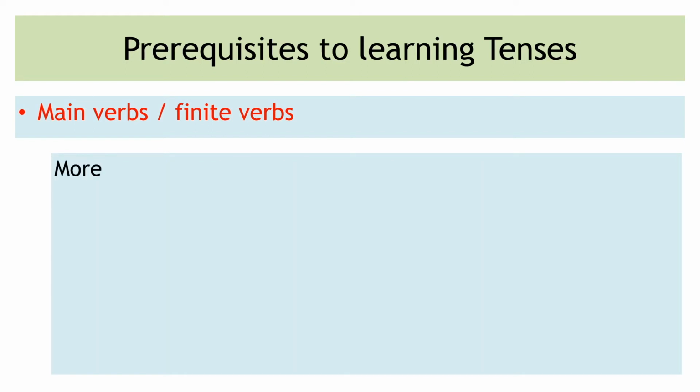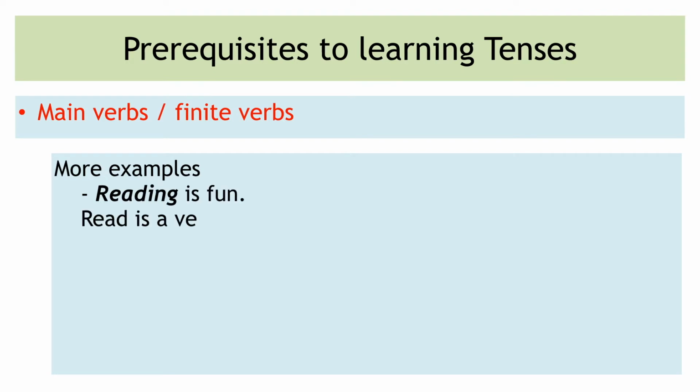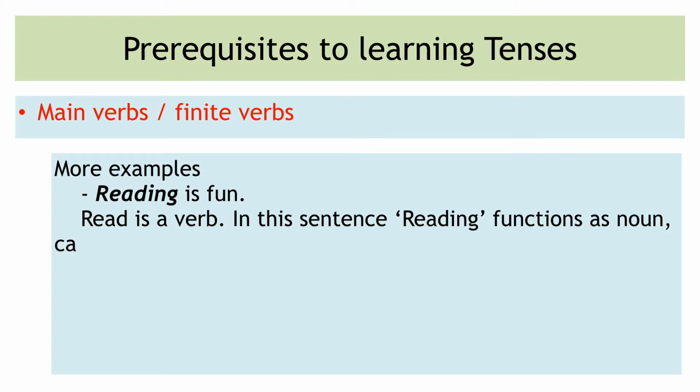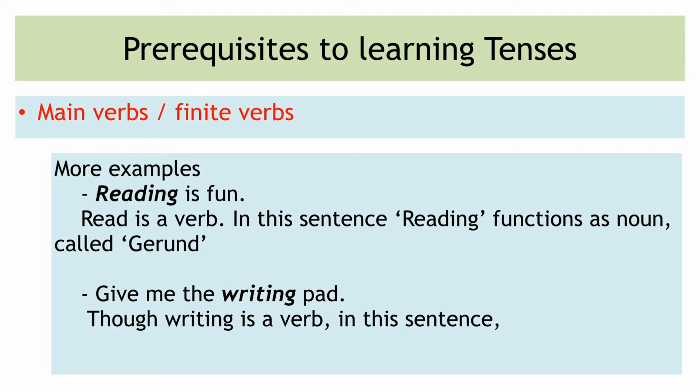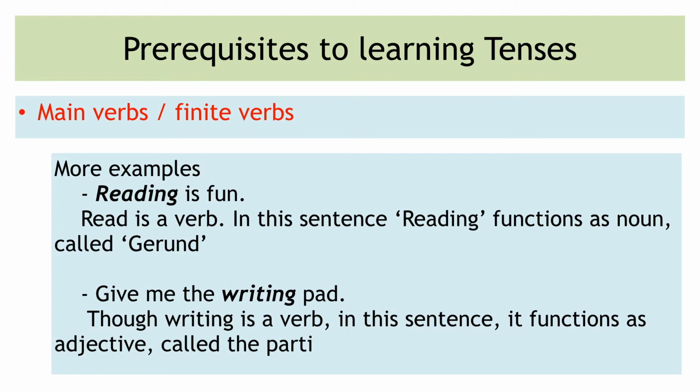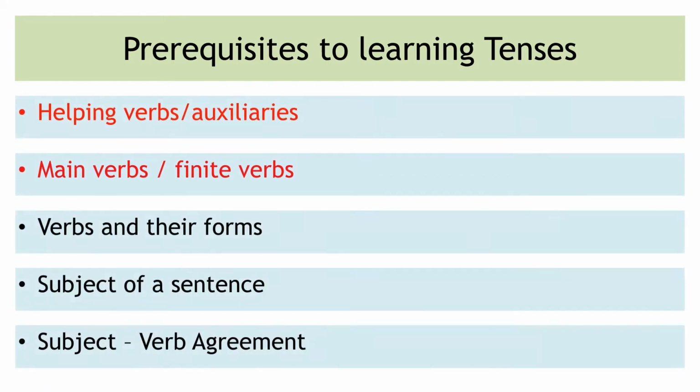Let's read some more examples. Reading is fun. Though read is a verb, in this sentence, reading functions as a noun and is also called a gerund. Give me the writing pad. Here, writing is a verb, but in this sentence, it functions as an adjective and is therefore called a participle. So we have completed main verbs or finite verbs.